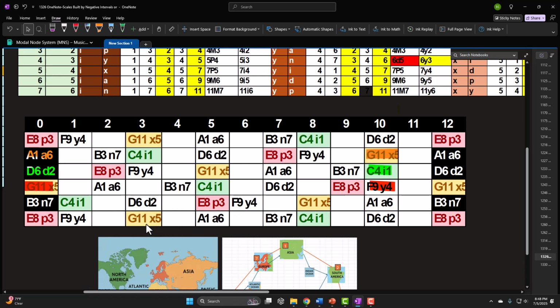If I make this the 1, it would be the second scale degree. If I count notes going forward, it would be 1, 2. 2 notes going forward, continents and oceans.